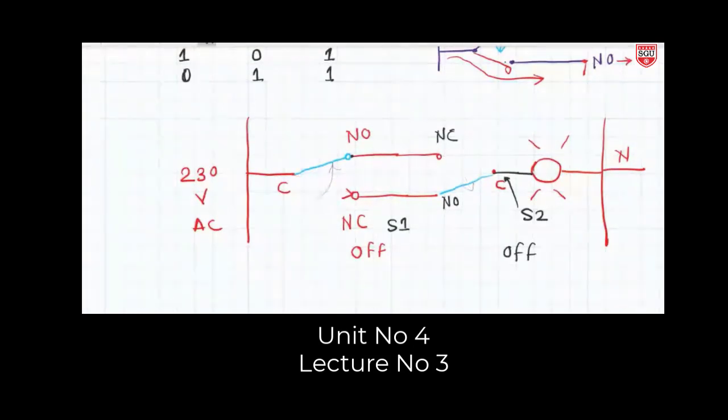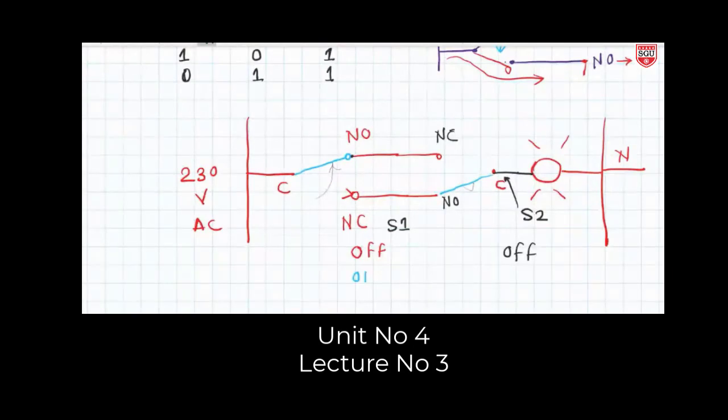Now again, what will happen? Both are in on position now. This is on. This is also on. So what will happen now? Any answer? Will the bulb become on? No. Again, what will happen? Current will come and it will get to this position.